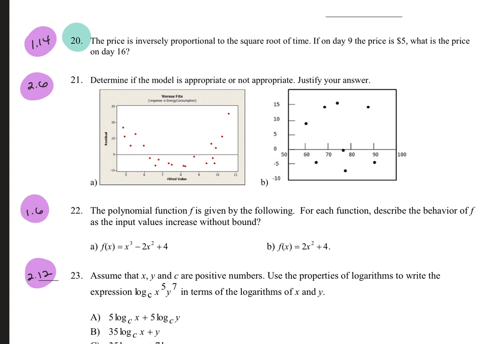21, we're back to non-calc. So 21 is from 2.6. That's your appropriate model or not. Remember, you're looking for a pattern. Pattern means not appropriate. Non-pattern means appropriate. 1.6. Now we're talking the behavior of the input values. Are they increasing or decreasing? So you're looking for like what type of model that is.